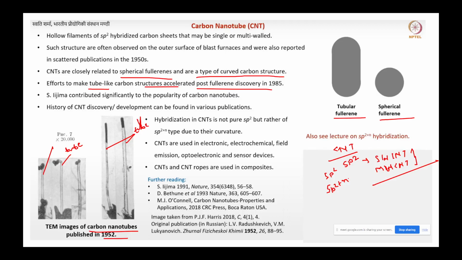CNTs and CNT ropes are used in composites. We can use CNT in the form of a composite, mixing with other materials in order to enhance properties. In this way we can use our CNT material for many kinds of applications. Any questions? If you cannot recall the hybridization, you can watch the previous lectures we discussed earlier. I think in the third or fourth class I explained this hybridization pattern.